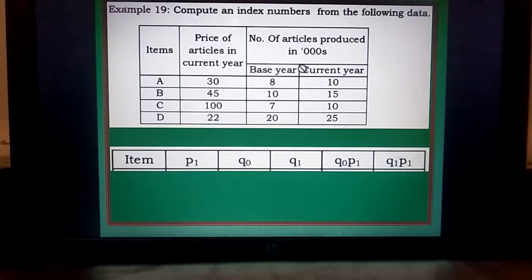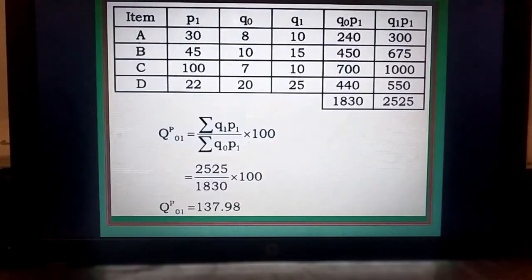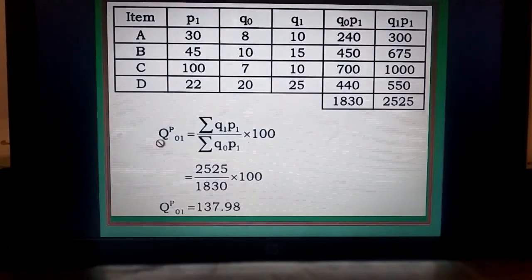Quantity index numbers. When the price of the current year is given, which quantity index number is suitable to be calculated? Try to recall and tell, students. It's nothing but the purchase quantity index number. So let us see how it can be solved. As we decided, the purchase quantity index number is to be calculated.